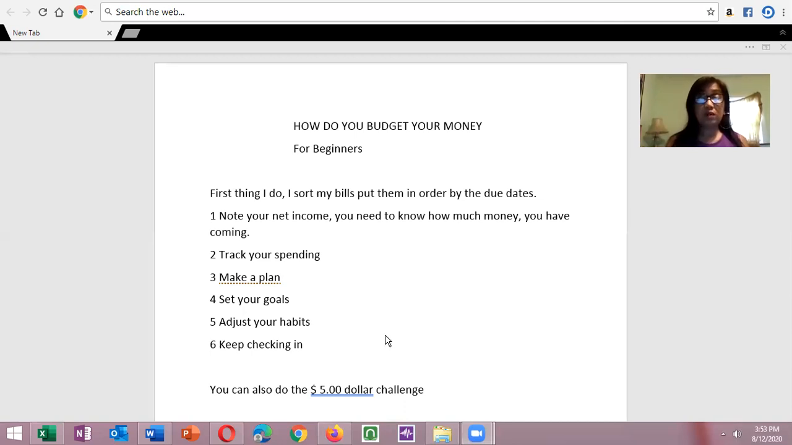Whatever is left, let's say 10% or 5% of your monthly income, you could put that in your savings after you pay your bills. Or you can also do the $5 challenge, as they call it. Every time you see a $5 bill, you put it away. You set it aside, or you put it in a bag. That's up to you how you do it. So at the end of the year, you'll be surprised how much that will be.